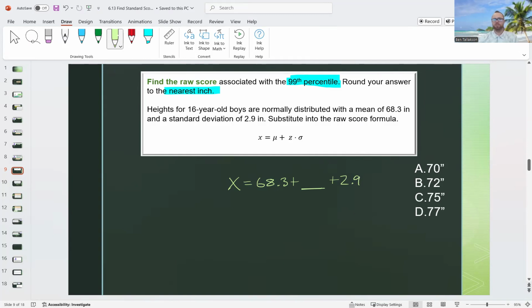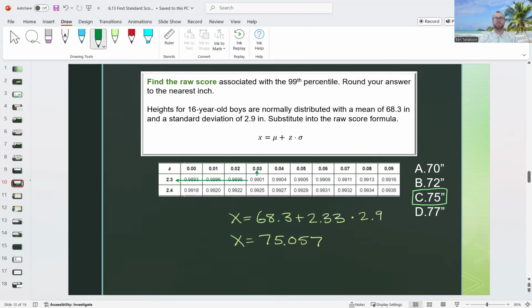What were you given? You were given a percentile, which is the same as a probability or an area. So you guessed it. Once again, you need to find that percentile that is equal to, basically greater than or equal to your percentile. Doesn't get closer than 0.9901. So the z-score there is 2.33. We now have the missing piece to the puzzle. PEMDAS again, get your answer. They wanted it rounded to the nearest inch. Well, the closest inch to that will be 75. Answer is C.